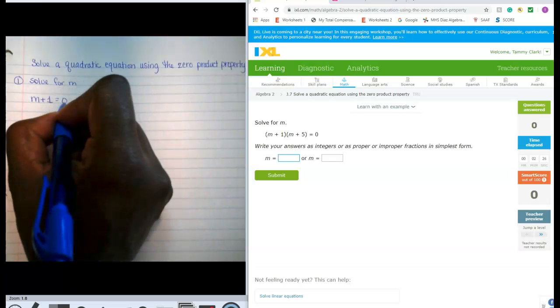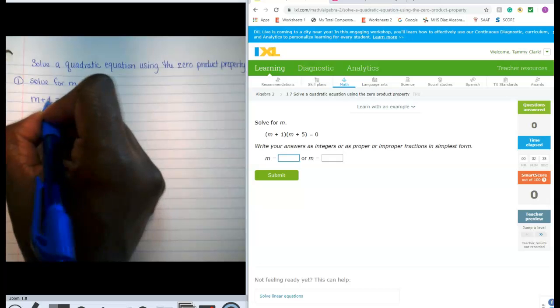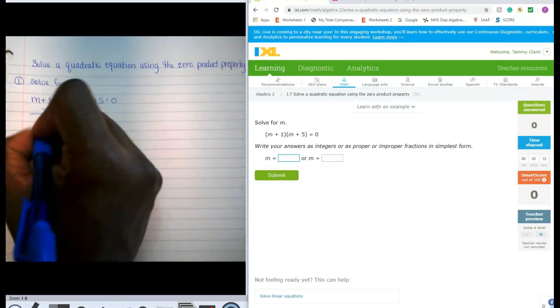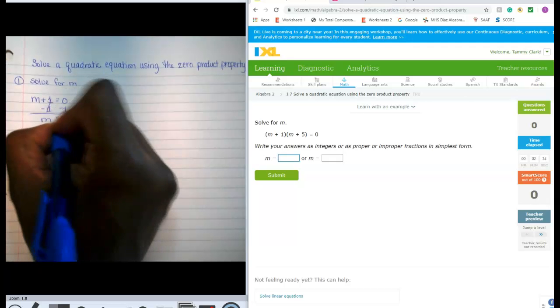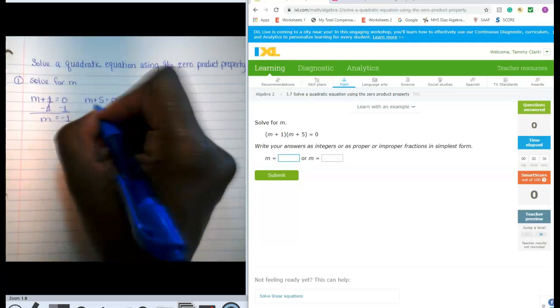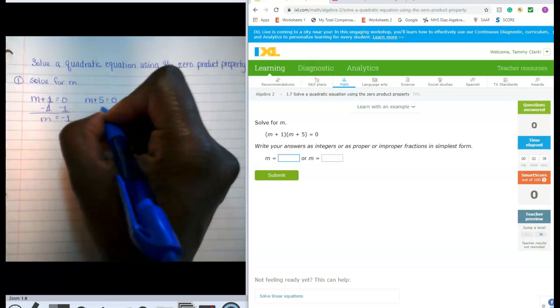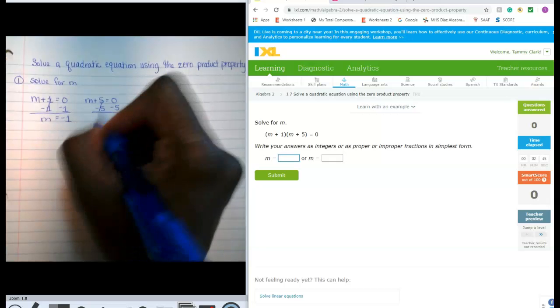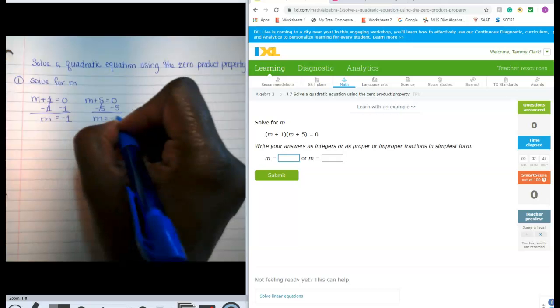So m plus 1 equals 0. I need to eliminate this positive 1. I do that by subtracting 1 from both sides of the equation. Therefore, m is equal to negative 1. Here, m plus 5 is equal to 0. I'm going to eliminate positive 5 by subtracting 5 from both sides of the equation. Therefore, m is equal to negative 5.